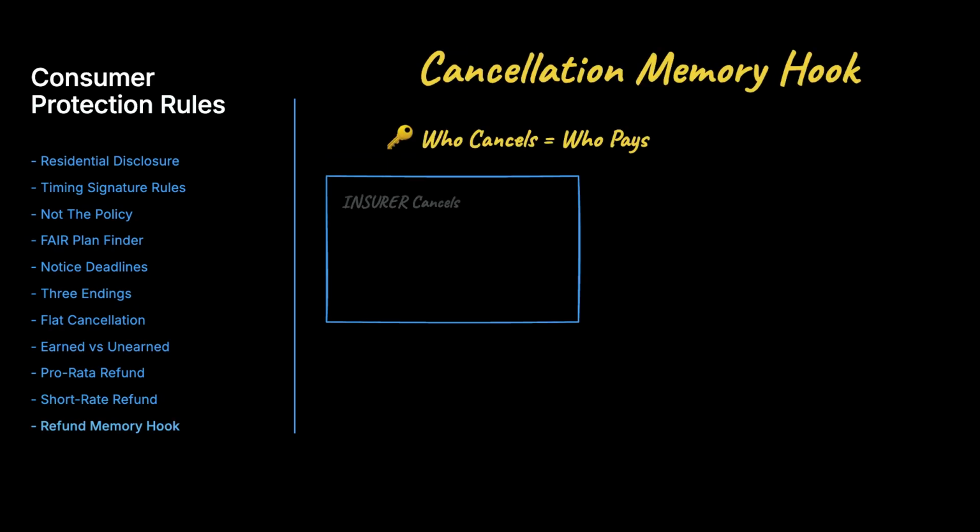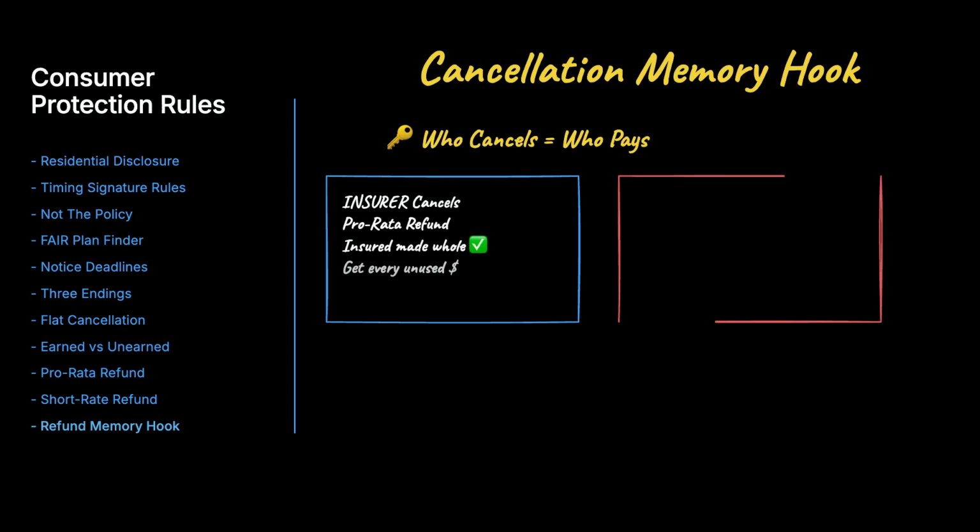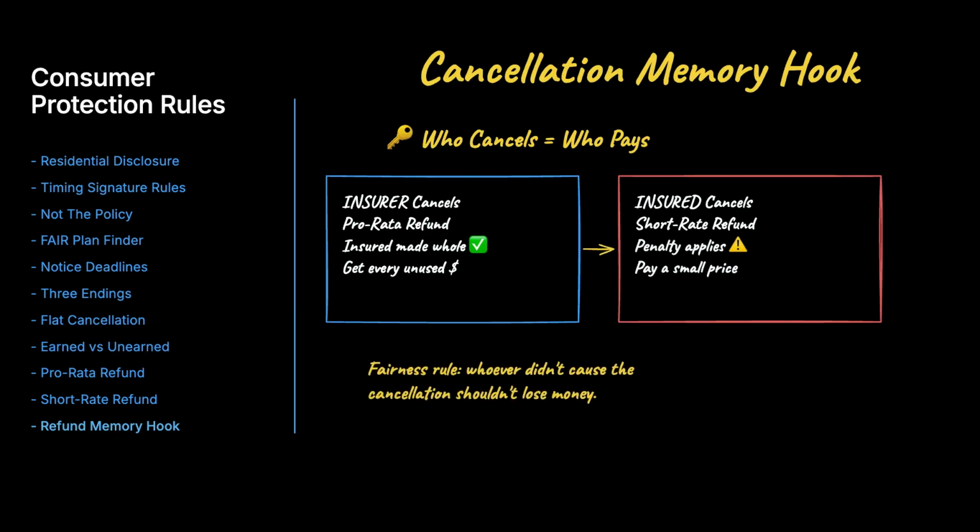Here's the memory hook I swear by, and it decides several questions. Insurer cancels, pro rata, the insured is made whole. Insured cancels, short rate, the insured eats a penalty. Think fairness: the party who didn't cause the cancellation shouldn't lose money. If the company pulls the plug, you get every unused dollar. If you do, you pay a small price.